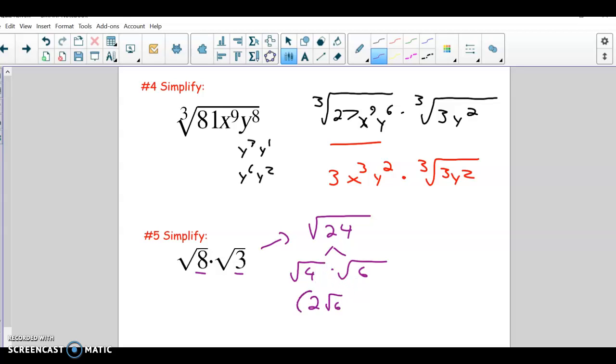Square root of 4 is 2. And so that cleans up as much as we can. Okay, and we know we're done because there's no perfect squares that'll evenly divide the 6. So our final answer, I'll try to write a little neater there, is 2 radical 6.